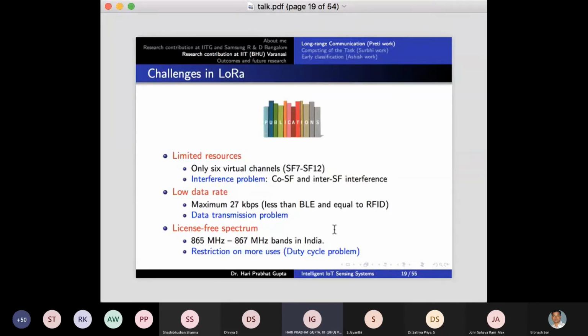So what people are doing is transmitting huge data in the license-free spectrum, because they are not required to pay any cost. Whatever data is there, they can transmit, whether it is useful or not; they are not worried about that. So in that case, the first challenge is limited resources.